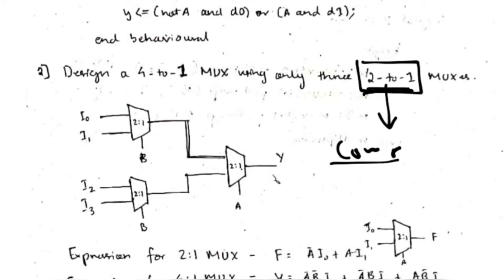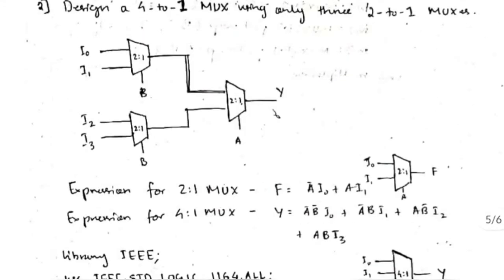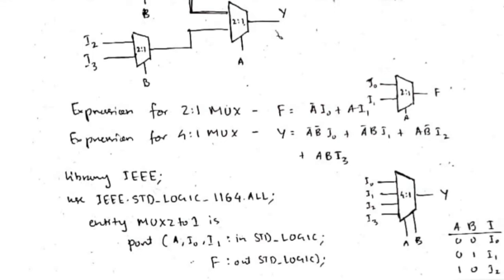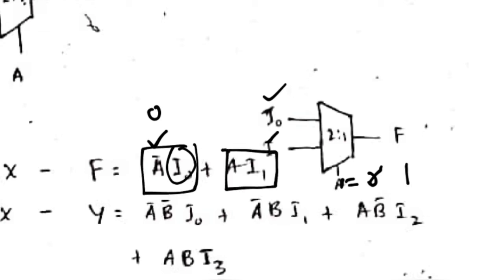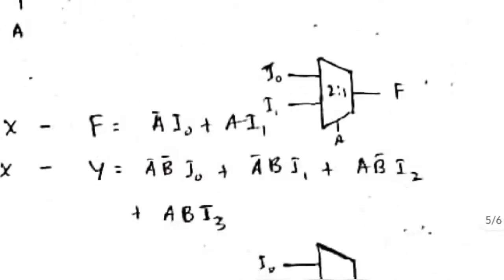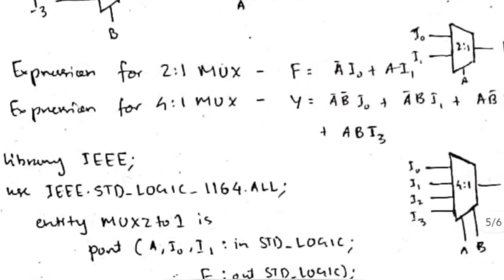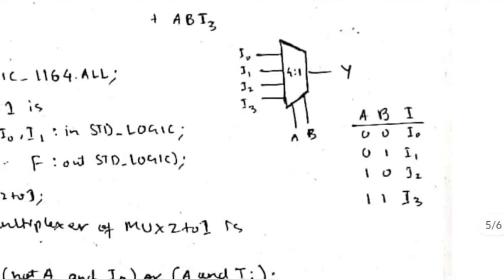Now after making this diagram, we will move on to the equation. The expression for 2:1 mux is A bar I naught plus A I1. This is the same thing here. If A is 0, I0 should be selected. If A is 1, then I1 should be selected, right? So A bar I naught plus A I1, that's the equation for 2:1 mux. Similarly for 4:1 mux, we will have 4 values, which are A bar B bar, A bar B, A B bar and A B. Now let's see by using a truth table.